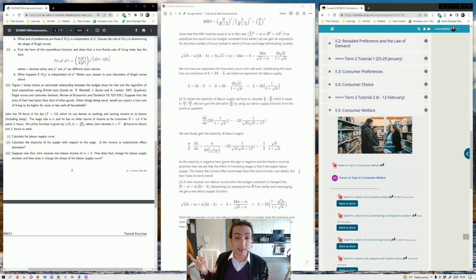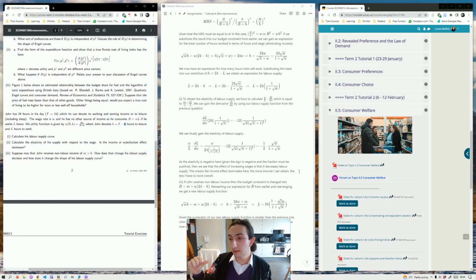Now this is negative here, right? So we now know that these two effects are going in inverse directions to each other. My labor supply is going to be increasing when my wage decreases.